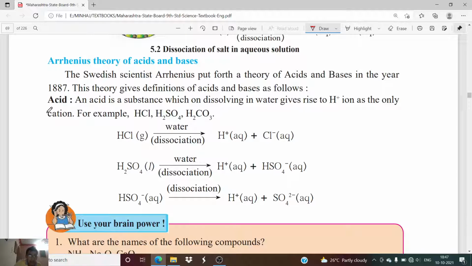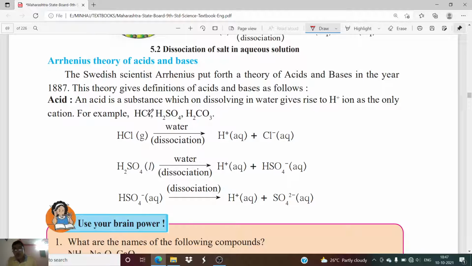He states that an acid is a substance which on dissolving in water gives rise to H+ ion as the only cation. For example, HCl, H2SO4, H2CO3, etc. So according to him, if we dissolve any compound which is an acid in water, it is going to give us H+ ion as the cation.